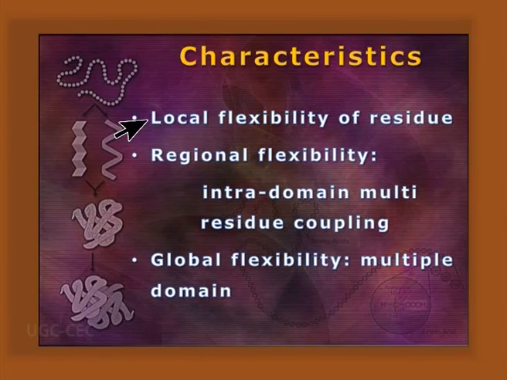Characteristics. So it includes the local flexibilities of the residues. So the chemical modulation is there, chemical undulation, chemical bonding is present, as well as regional flexibility, intradomain multi-residue coupling attached via hydrophobic interaction to make the hydrophobic core. The global flexibility, which is imparted as the flexibility or the mobility of the multi-domain complexes as well. So different proteins have different types of this sort of protein assemblies together.